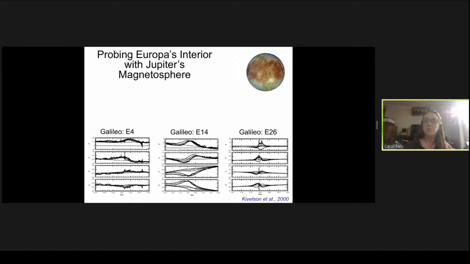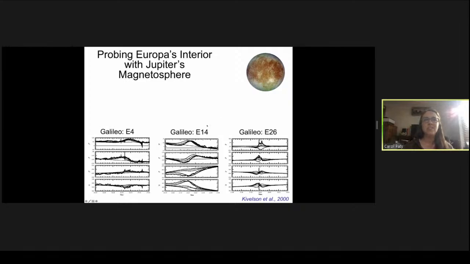Don't worry about what the numbers mean. That just has to do with the fact that Galileo was orbiting Jupiter, and on the 4th orbit, it happened to pass by Europa, so that's the E4 orbit. On the 14th orbit of Jupiter, Galileo passed by Europa again, so it was labeled E14, and on the 26th orbit of Jupiter, it flew by Europa again, and so that's E26.